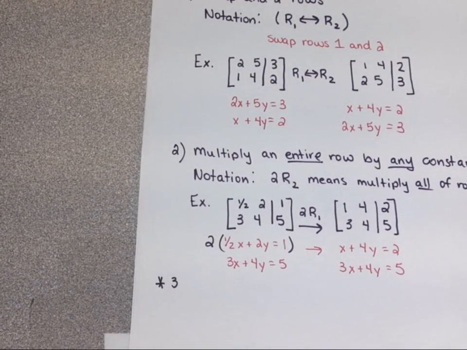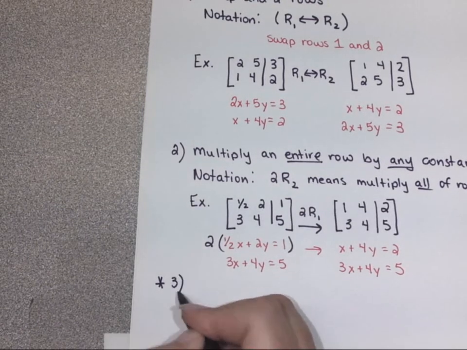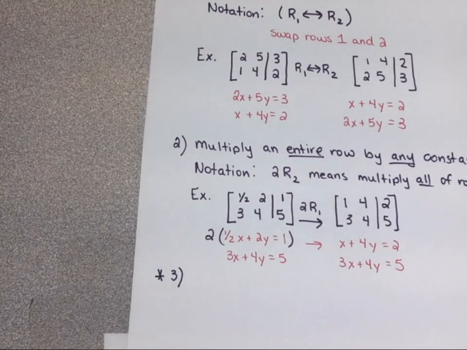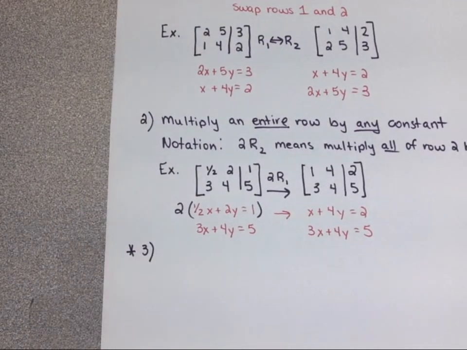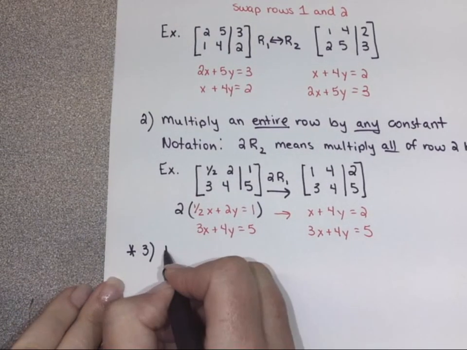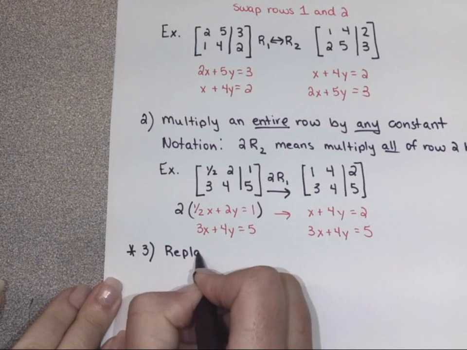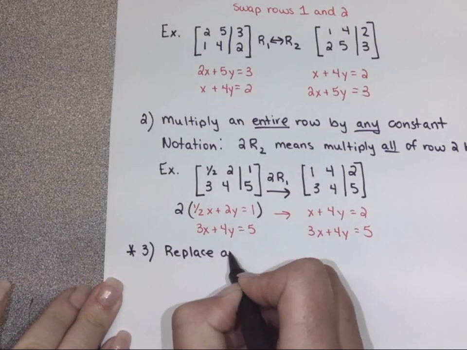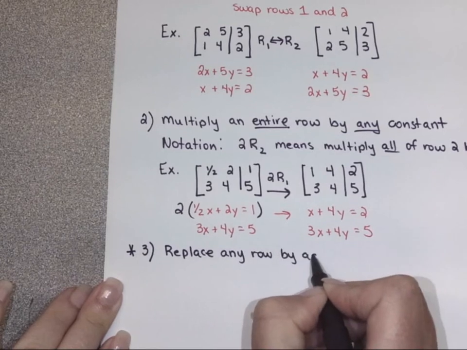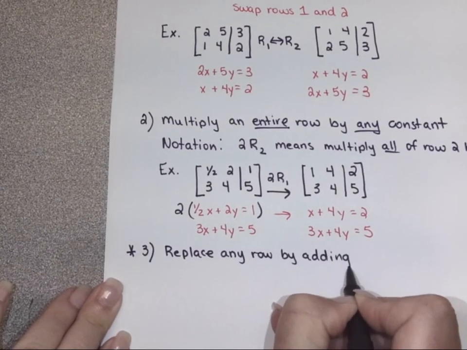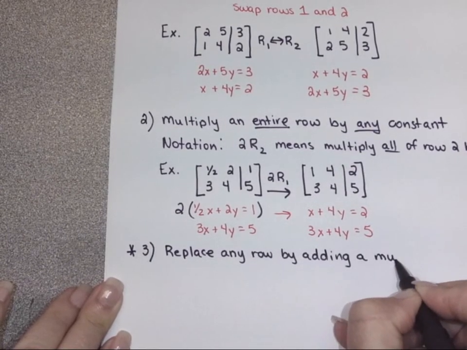Okay, so the third and final thing that we can do to a row, because there's actually only 3 row operations we can do. We can swap a row, we can multiply an entire row by a single constant. I'm going to put a star by this one. This is probably going to be one of our most often used row operations, but it's also the most challenging to try to explain. So I'm going to show you an example in a minute. So the third thing that we can do is we can replace any row by adding a multiple of another row to it.